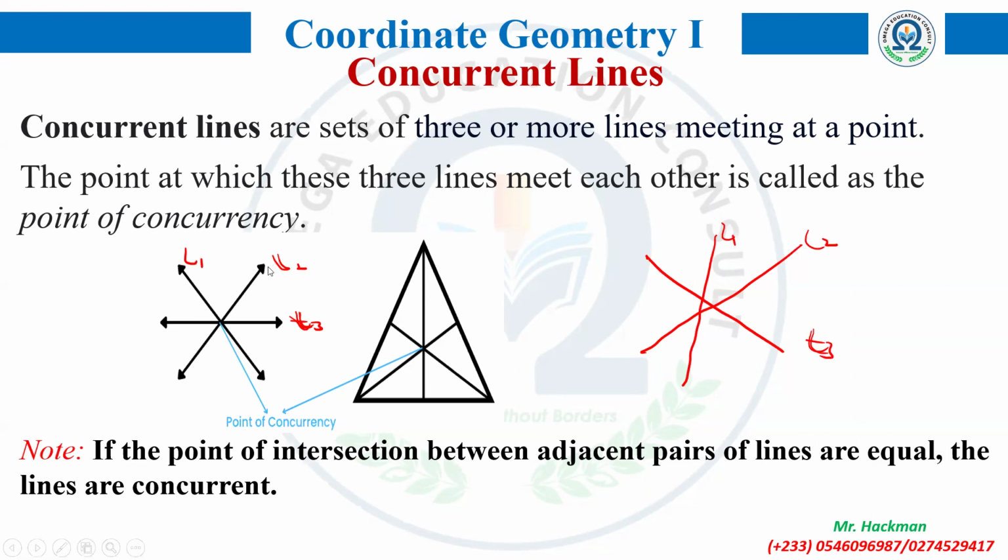Okay, so work with adjacent lines. However, it's not necessary to always work with adjacent lines. Just take 2 different pairs of lines, whether they are adjacent or not, and find the point of intersection of each pair. If you realize that each pair gives you the same point of intersection, then you draw the conclusion that the lines are concurrent. Is my point well made?